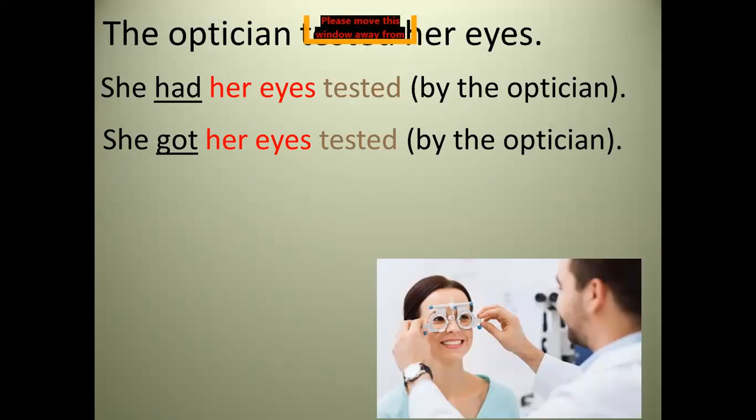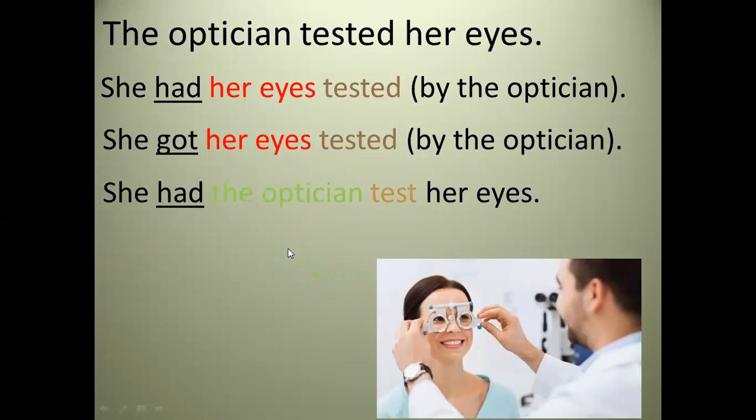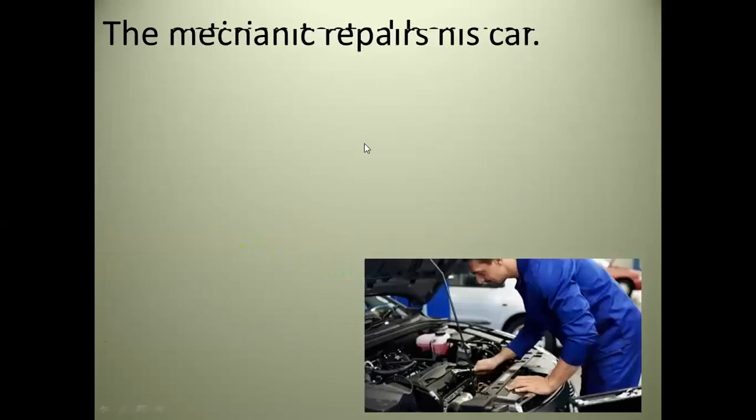Okay, now let's use the active causative form, which is have someone infinitive, or get someone to infinitive. Answer with have. She got an optician to test her eyes. The optician, great, to test, excellent. Now use have. She had the optician test her eyes. Excellent. So she had the optician test her eyes. She got the optician to test her eyes. Thank you. The next one.